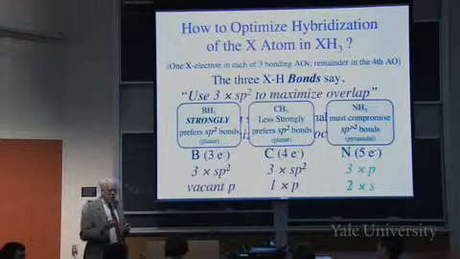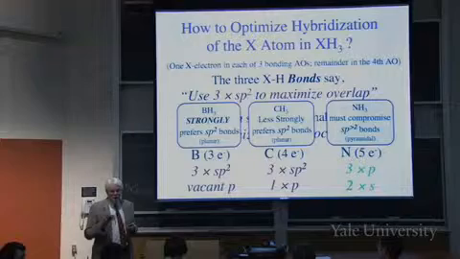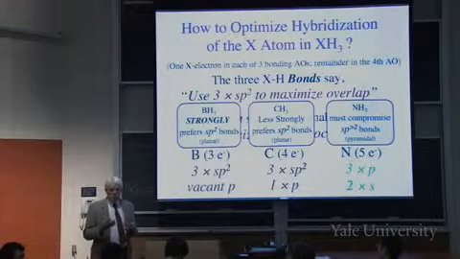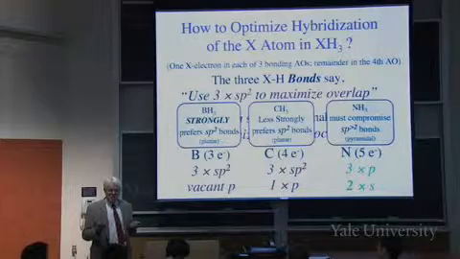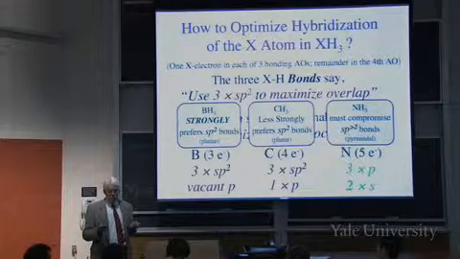Yeah, what we want to do is get the lowest possible energy. The lowest energy for the bonds will be the best overlap. You're making 3 bonds, so sp squared will give the lowest energy as far as the bonds go.